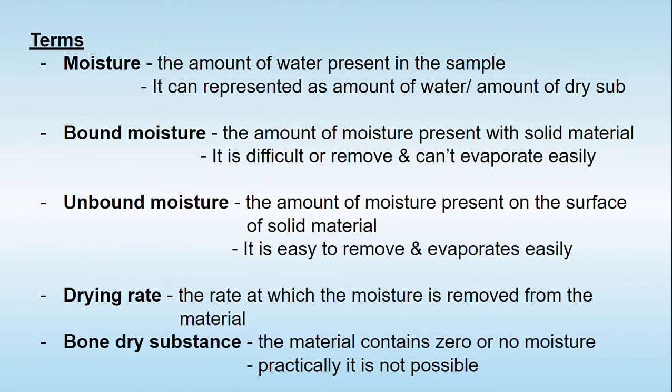Another term is called the bone dry substance. Bone dry substance means the material which contains zero or no moisture. Ideally or practically, we cannot find any material with zero moisture, because all materials remain in contact with the environment or atmosphere, with a certain temperature and humidity.